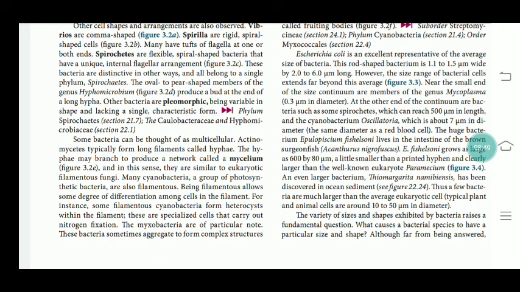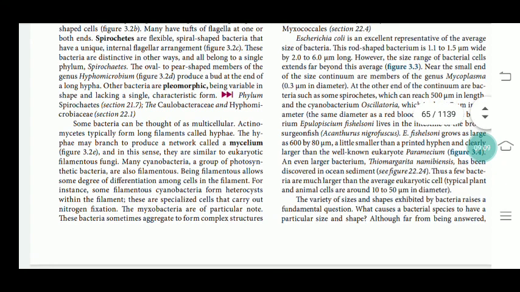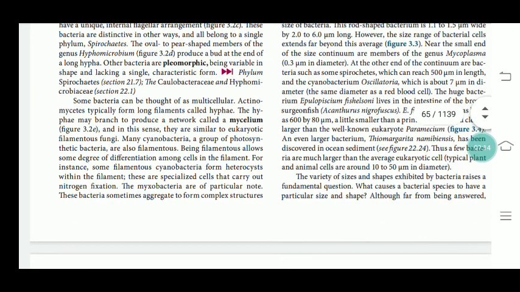The hyphae may branch to produce a network called a mycelium, and in this sense they are similar to the filamentous fungi of Eukaryotes. Mycelium is basically seen in the fungi, which you can easily see with the help of a microscope. Many cyanobacteria, a group of photosynthetic bacteria, are also filamentous. Being filamentous allows some degree of differentiation among cells in a filament.